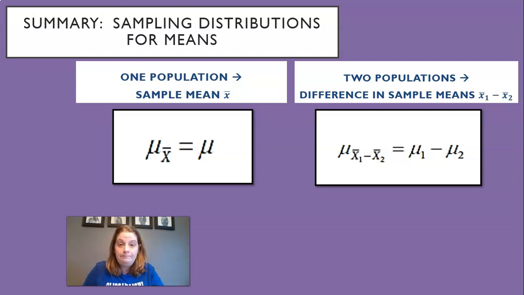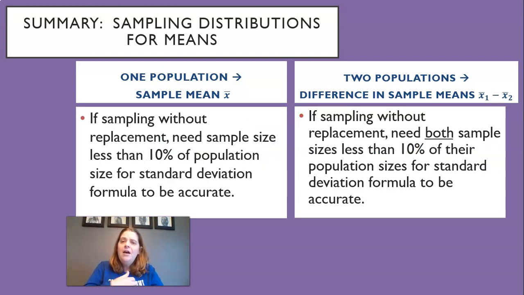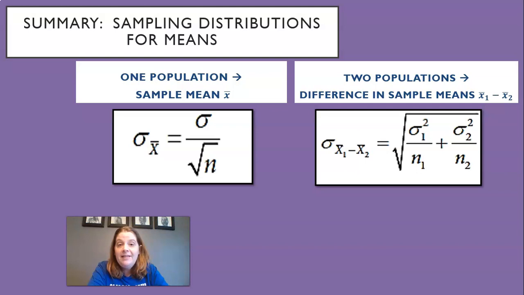For standard deviation, in order to use those formulas accurately, you need less than 10% of your population. So if we're talking about 1 sample, that 1 sample has to be less than 10% of your population. If you're talking about taking 2 samples, then both samples need to be less than 10% of your population, and that lets you calculate those standard deviation formulas. Now, these do not have to be memorized, but you do need to know where they are on the formula sheet.